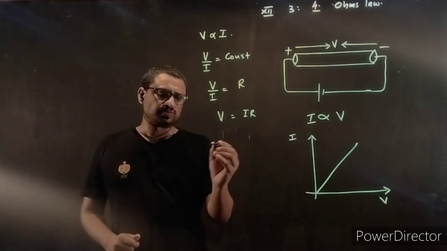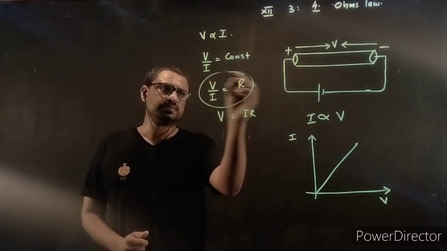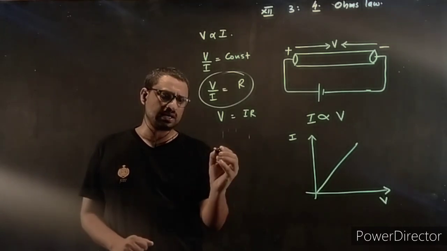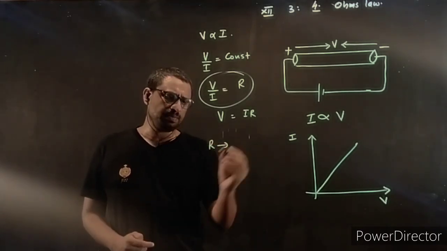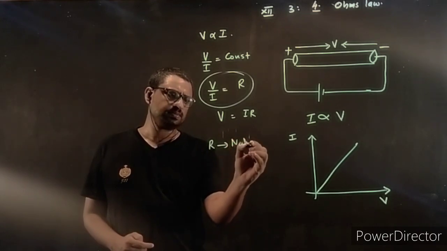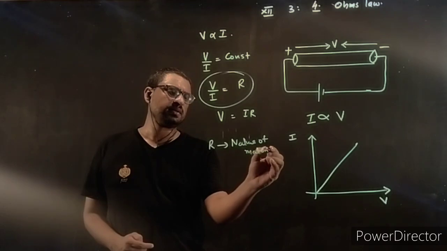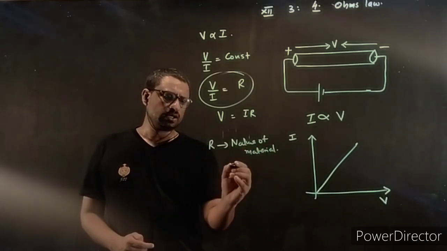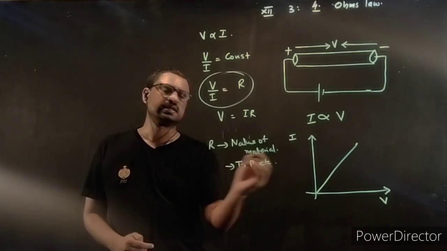Now, for the resistance R, we'll say something more about R. R depends on certain factors. R depends on the nature of material, and it also depends on physical conditions like temperature, pressure, etc.